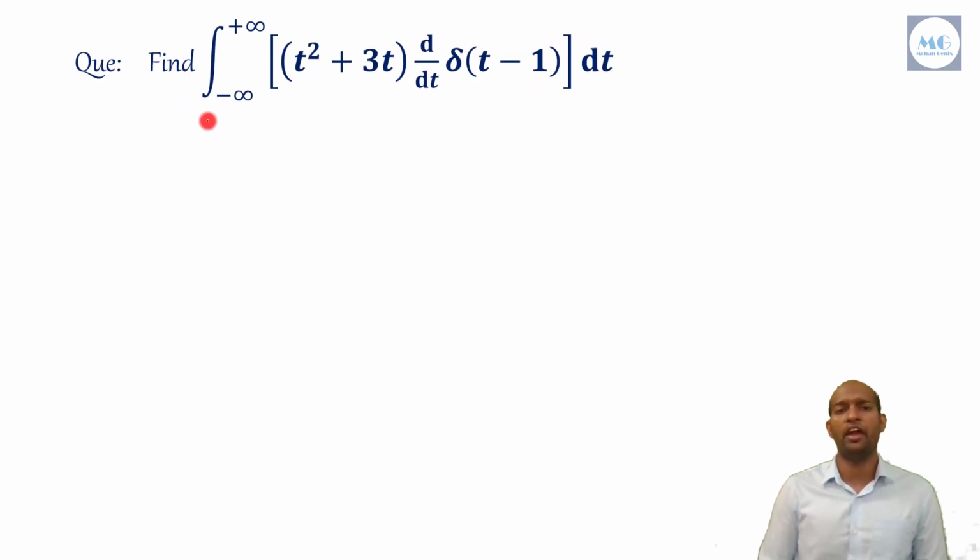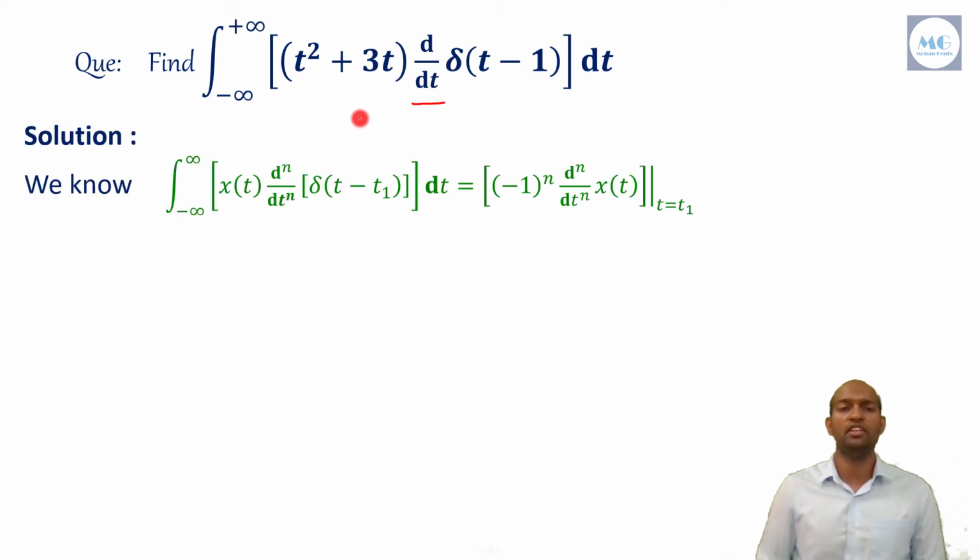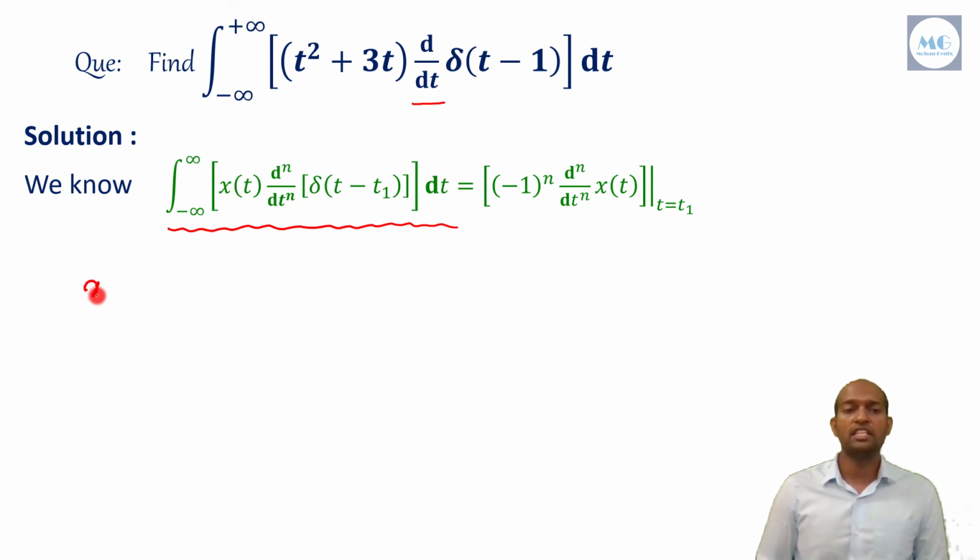Our question was to find the integration from minus infinity to plus infinity of t square plus 3t, times the derivative of delta(t minus 1), dt. Here only a single differentiation is there. So we have to compare it with our 8th property, comparing the left hand side of the formula to our question. If we compare both, what do we get? x(t) will be equal to t square plus 3t, and n is equal to 1 in our question.